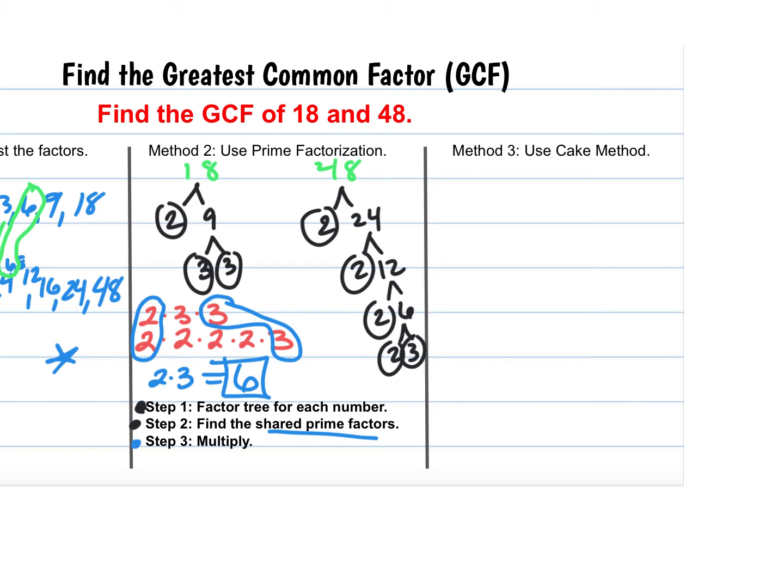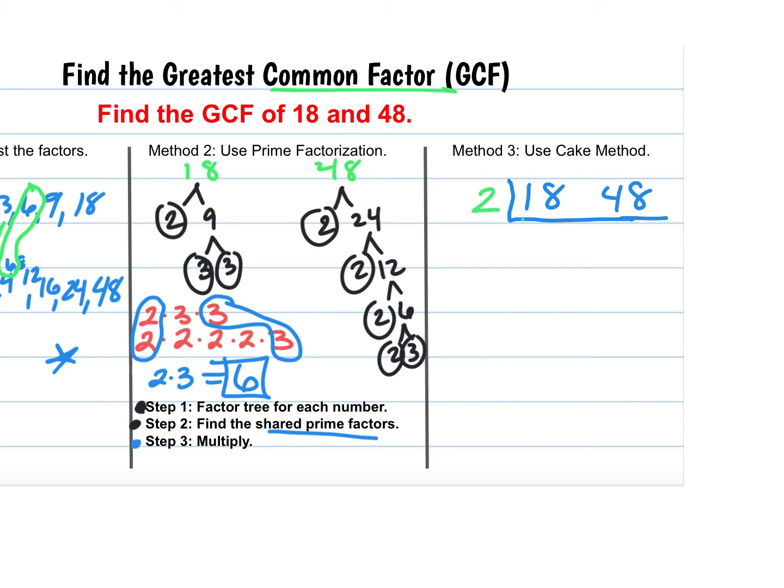So the last method here is the cake method. It's called the cake method because it kind of stacks and looks like a cake. So you're starting with 18 and 48. It's kind of like an upside down division, kind of like division by primes. Pick a number that we know they both share, a factor they share, because we're looking for a common factor, which I know is 2 in this case.